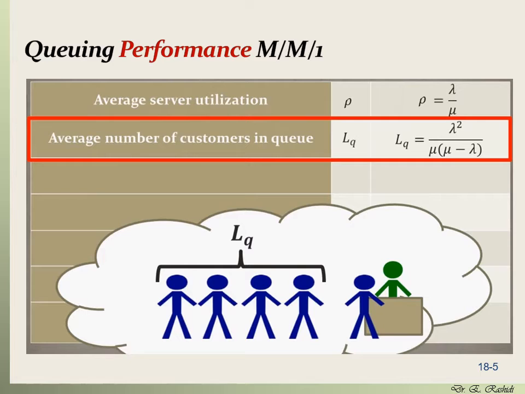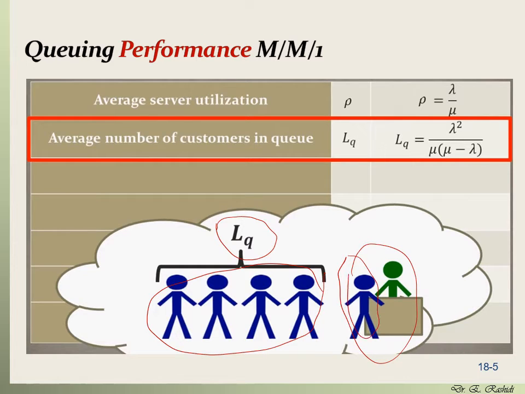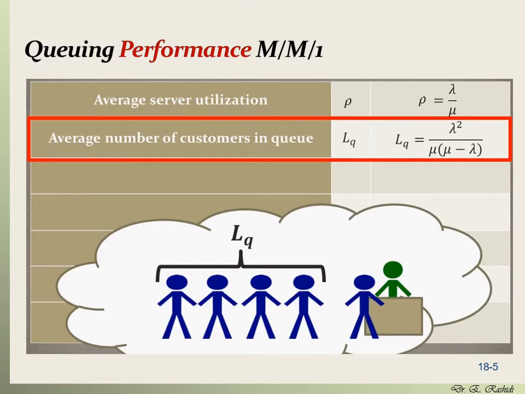The next measure is the average number of customers in the queue, which in the formula we showed by L sub Q. That's the average number of people who wait in the queue, not in the system. Because in the system, there are those people who wait in the queue and those people who are getting served. So L sub Q is the average number of people in the queue. And here is the formula for that. L sub Q, the average number of people waiting in queue, is lambda squared divided by mu multiplied by mu minus lambda.